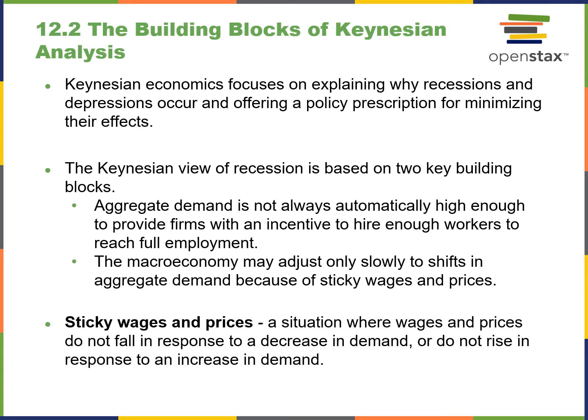Keynesian economics focuses on explaining why recessions and depressions occur and offering a policy prescription for minimizing their effects. So these are part of the building blocks of Keynesian analysis. And so the view of recession is built on two blocks. Aggregate demand isn't automatically high enough to provide firms with an incentive to hire enough workers to reach full employment. And the macro economy may only adjust slowly to shifts.